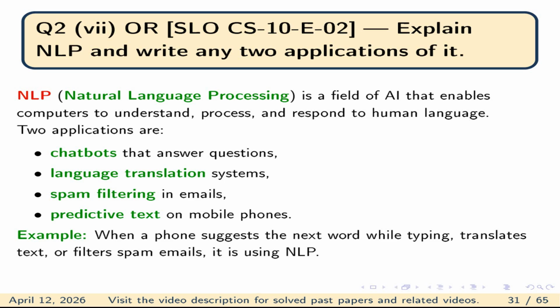Example, when a phone suggests the next word while typing, translate text, or filter spam emails, it is using NLP, that is natural language processing.